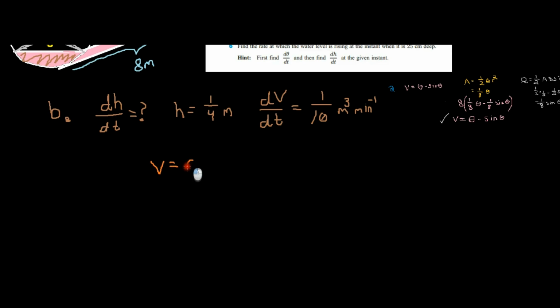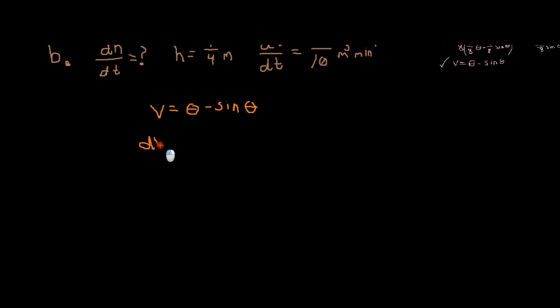V is equal to theta minus sine of theta. Which means theta is also dependent on time, by the way. So dV/dt is equal to d theta/dt minus, actually, minus cosine theta, times d theta/dt.